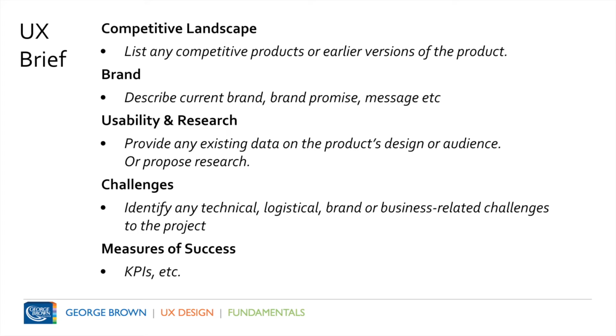A UX brief wouldn't be complete without some summation of our competitive landscape. Understanding who your competitors are is extremely important. I'd also love to see a summation of brand in this type of brief, so whether the client has a brand guide or not, I would bring this into the document so that it's centrally located. Even if it's just a quick summary and a reference to a brand guide, this would be better than what I've seen previously. Any previous usability or research data is important as well. Something that would help us understand our user better or the product objectives would be ideal here.